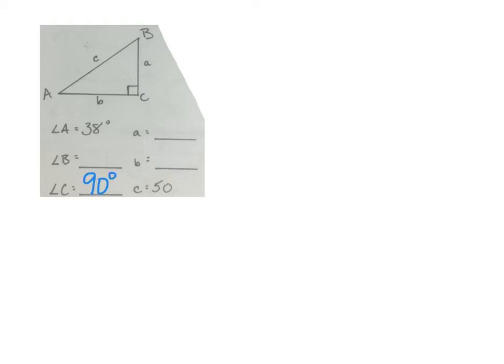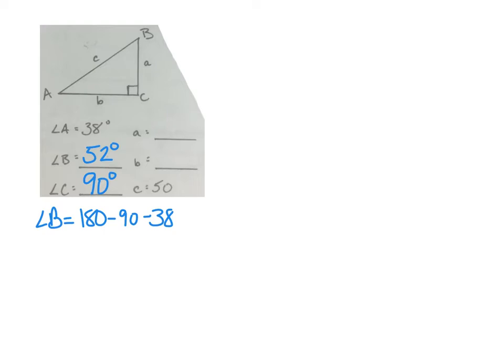Since we have two of the three angles, angle B is going to be 180 degrees, the sum of the angles inside an entire triangle, subtract off the 90 and the 38 degrees. And that will leave us with angle B being 52 degrees.